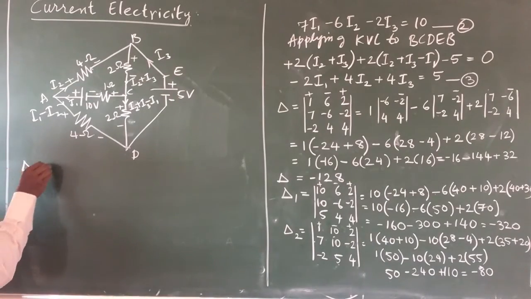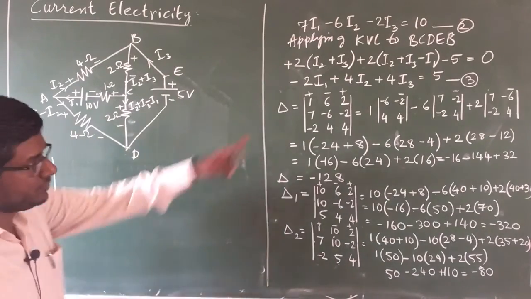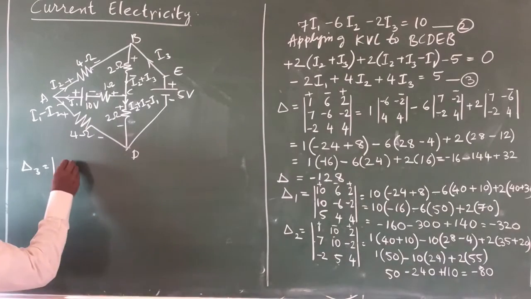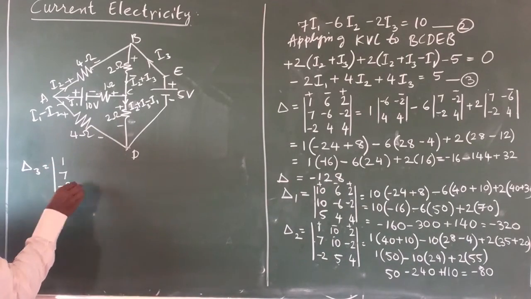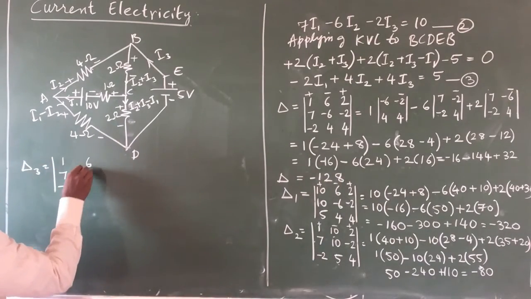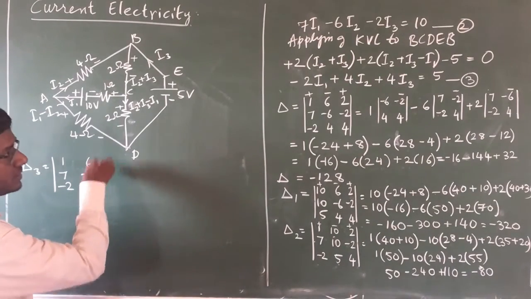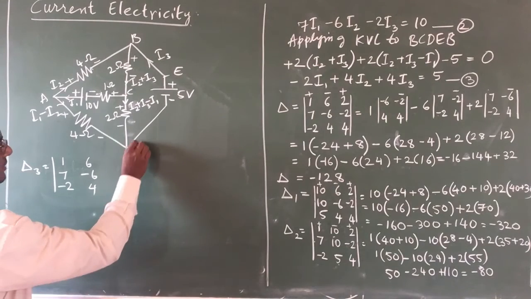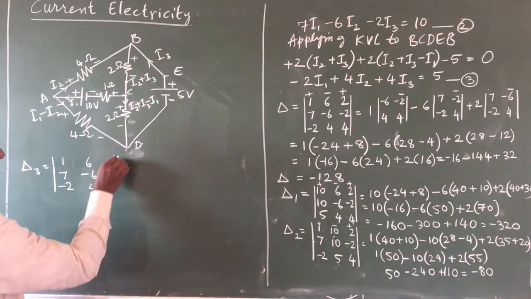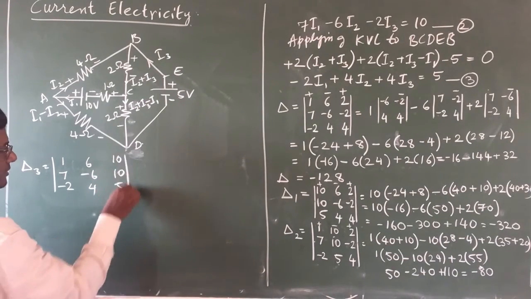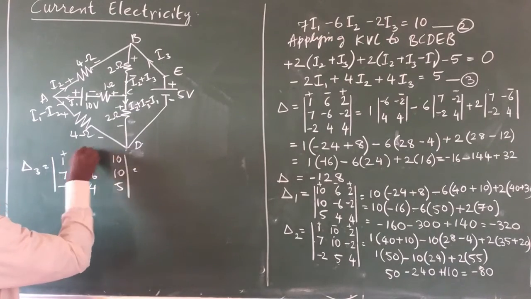Delta 3, the first two columns of delta will remain the same. So 1, 7, minus 2. The second one is 6, minus 6 and 4 will remain as it is. Then the third column will be replaced by the constants. So that will be 10, 10 and 5. Solving for delta 3. So plus, minus, plus.